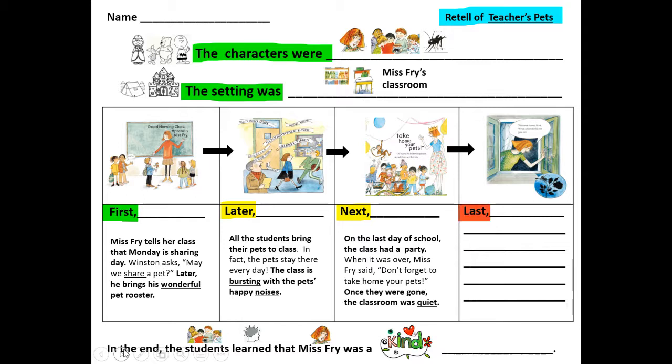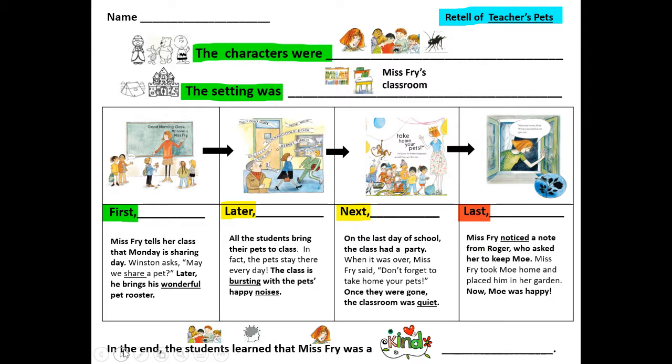And finally, last, what happened at the end of the story? What is Mo doing and Miss Fry doing at the end of the story? Last, Mo and Miss Fry. Well, last, Miss Fry noticed a note from Roger, who asked her to keep Mo. Miss Fry took Mo home and placed him in her garden. Now Mo was happy.